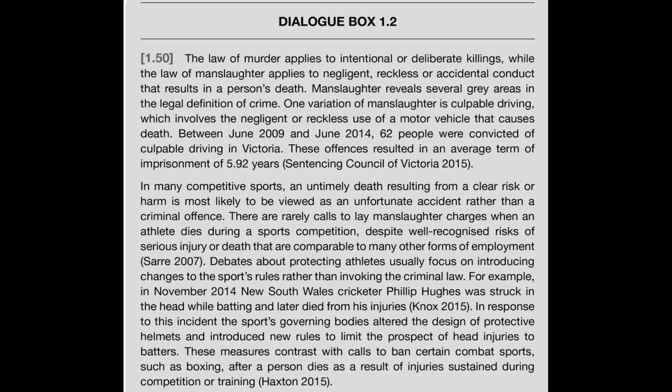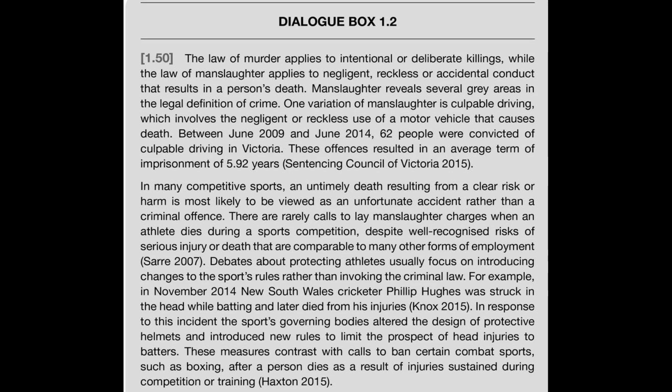The law of murder applies to intentional or deliberate killings, while the law of manslaughter applies to negligent, reckless, or accidental conduct that results in a person's death. Manslaughter reveals several gray areas in the legal definition of crime.